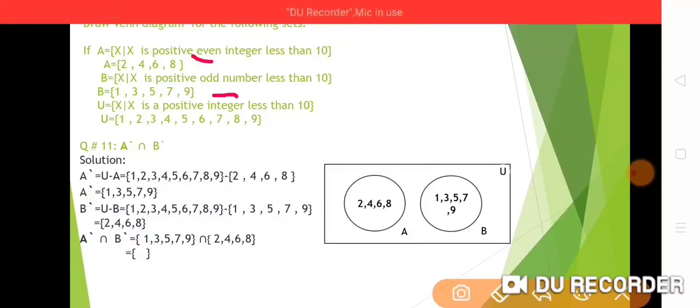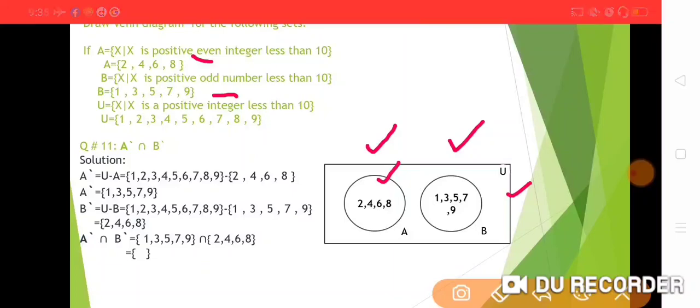So these are disjoint sets, and this is how we draw a Venn diagram for disjoint sets. This is the universal set. This is how we draw the universal set by means of a rectangle.